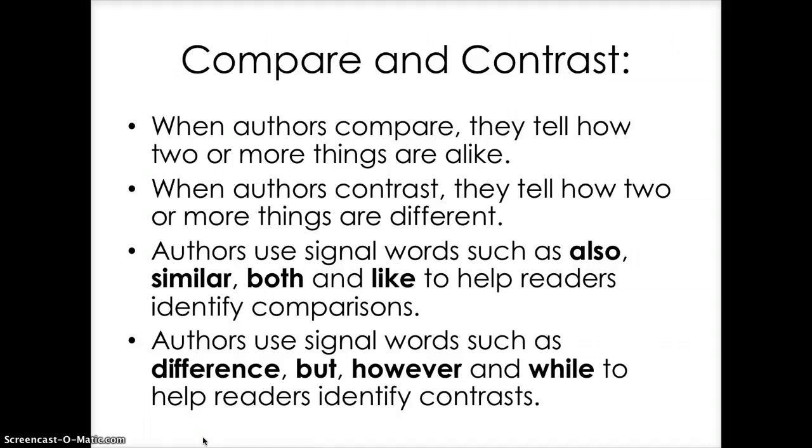Now, when we tell how two things are alike, we're comparing them. Both of the sections have books. Both have fiction books in them. When we tell how things are different, we are contrasting them. I'm sorry, I'm having problems speaking. I apologize. One section has children's books. The other section has adult books. One section is big. The other is small.